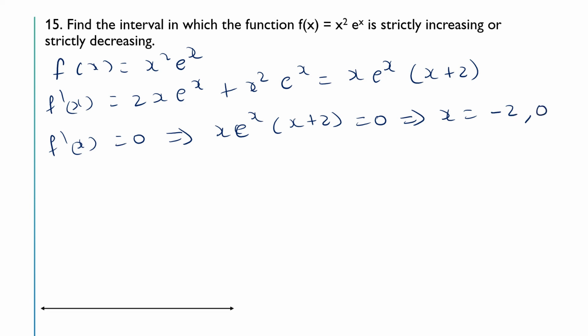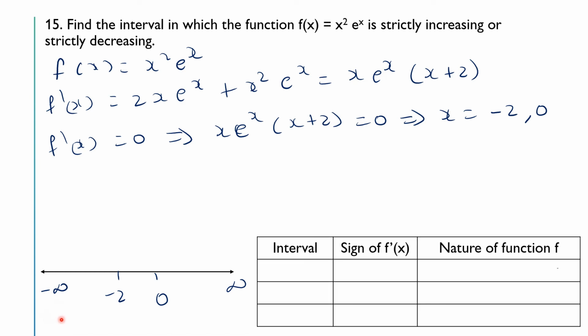So the entire interval is divided into minus infinity to minus 2, minus 2 to 0, and 0 to infinity. Now we'll examine the sign of f dash of x and the nature of f.